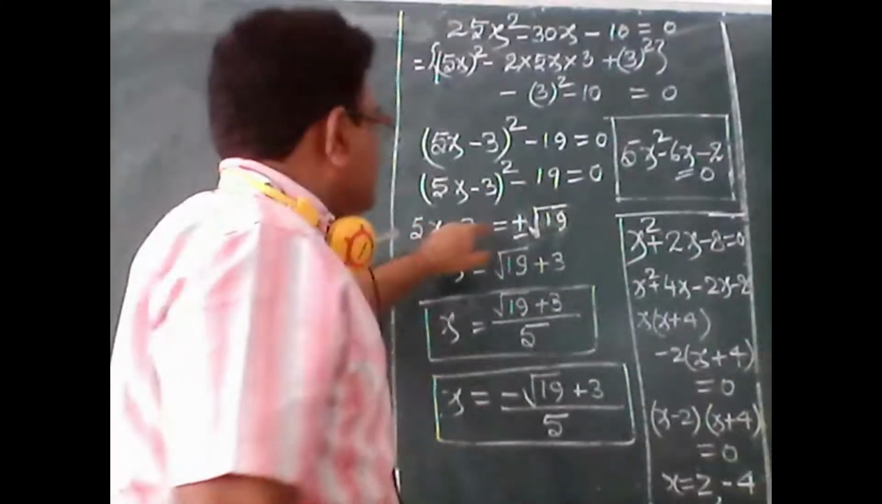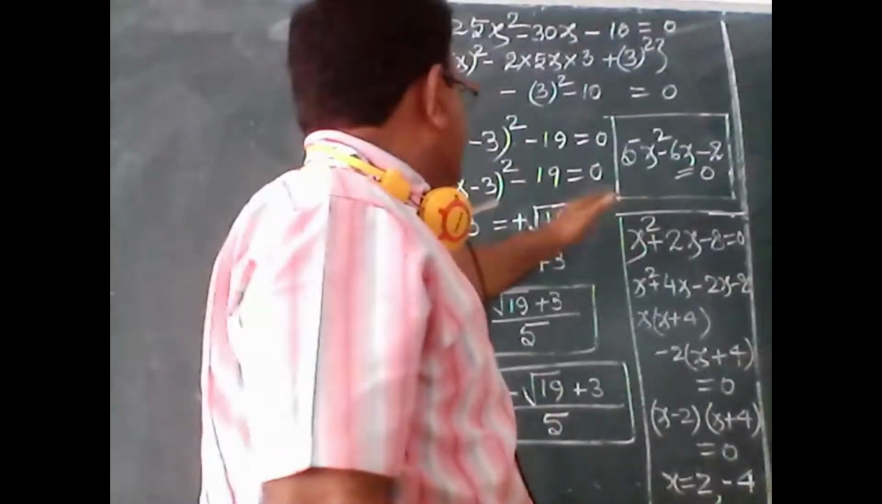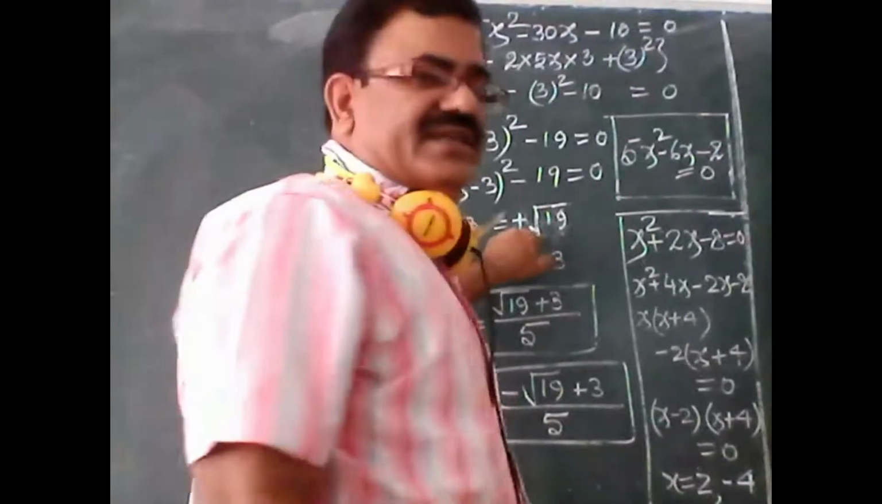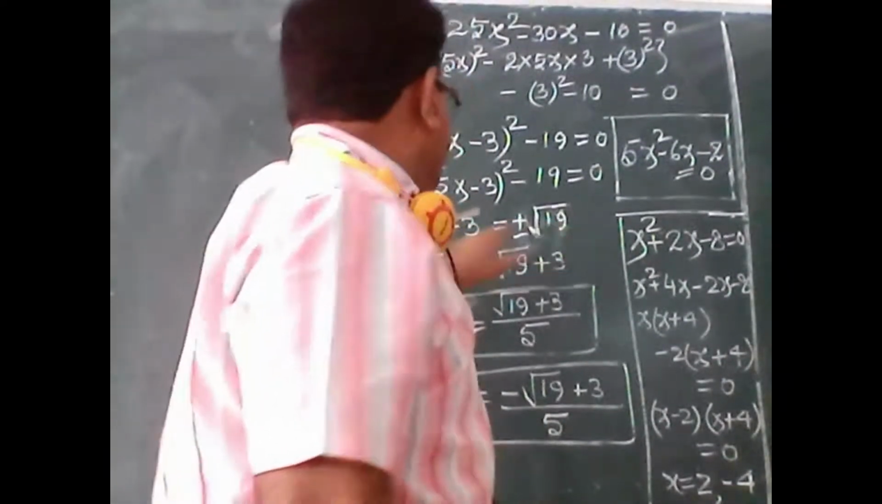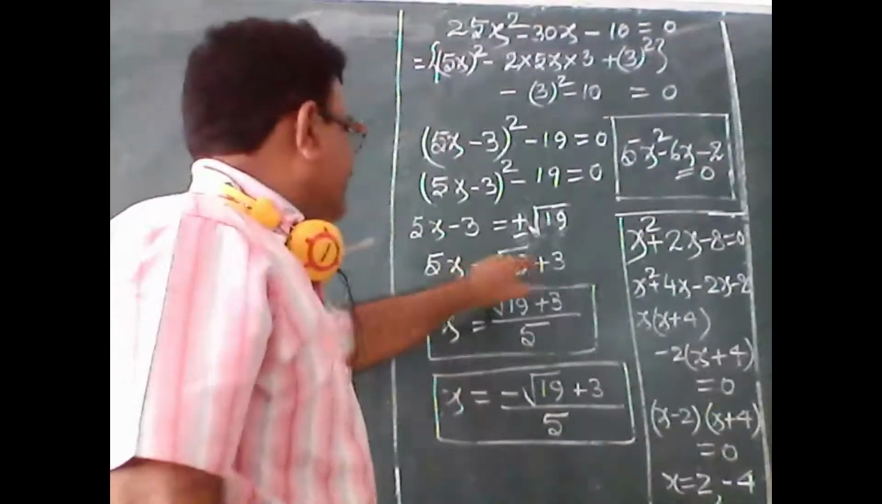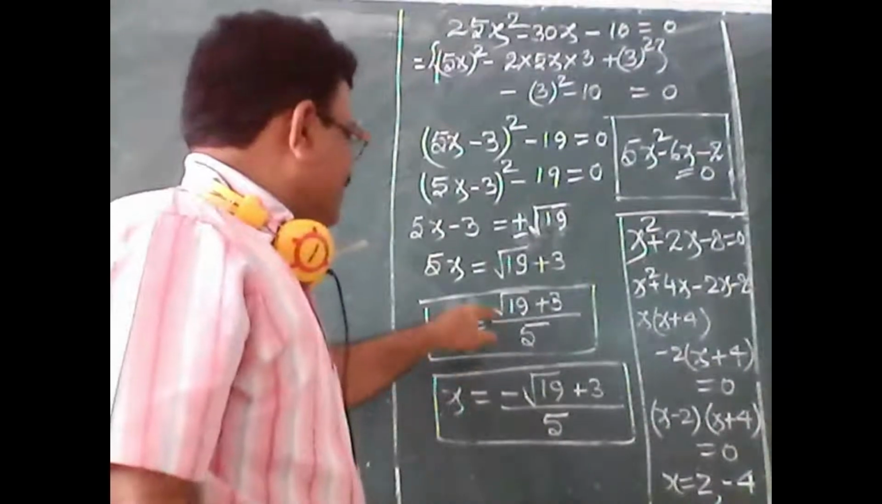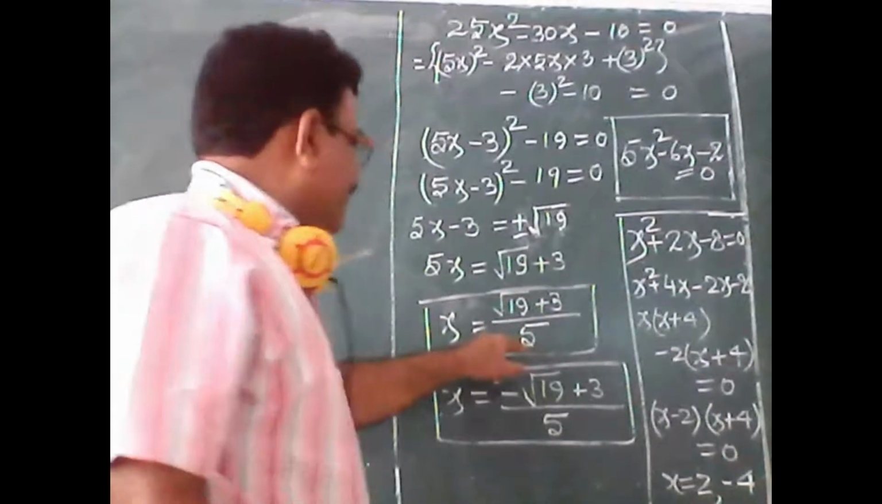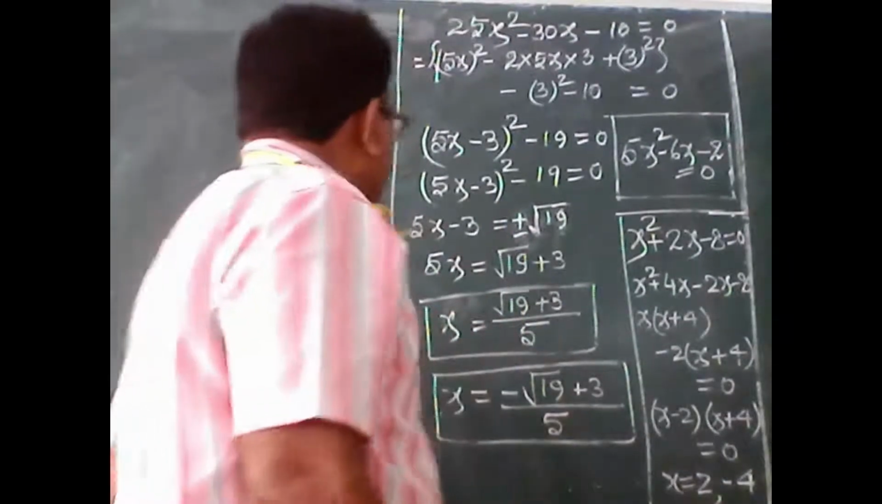5x minus 3 is equal to, the square will come to the right side as a root. So plus minus under root 19. 5x is equal to under root 19 plus 3. So x can be obtained as under root 19 plus 3 divided by 5. It can also be written as 3 plus under root 19 by 5 in a different way.